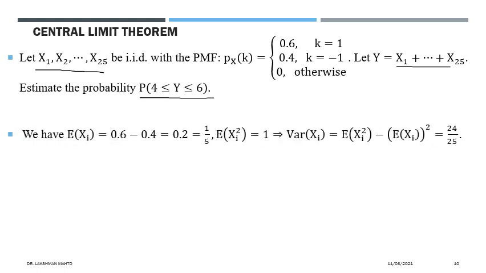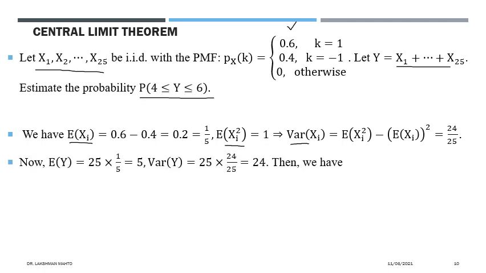It is easy to calculate the mean and variance of xi. The first moment, the mean, is 0.2. The second moment is equal to 1. Easily we can calculate this, because the probability mass function is already given, and from there we can derive the variance of xi. That would be 24 by 25. Using the IID nature of xi, the mean of the sum would be 5, and the variance of y would be 24.